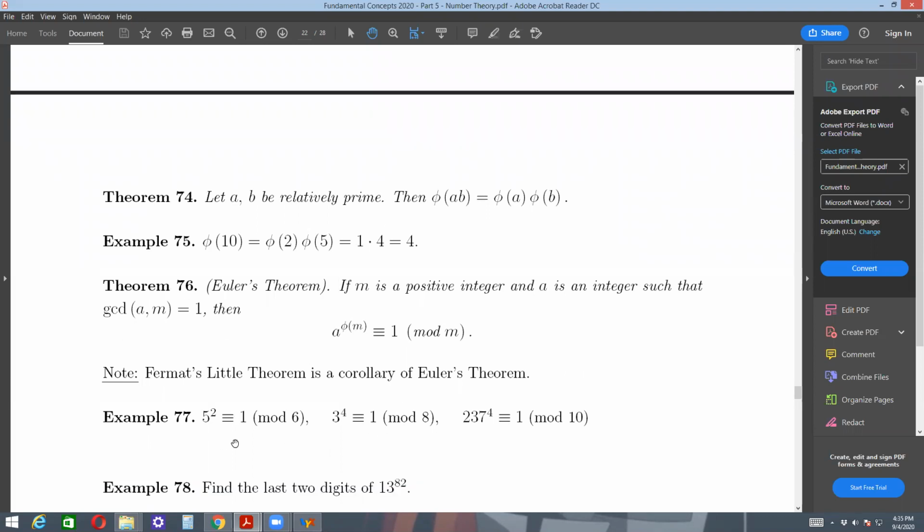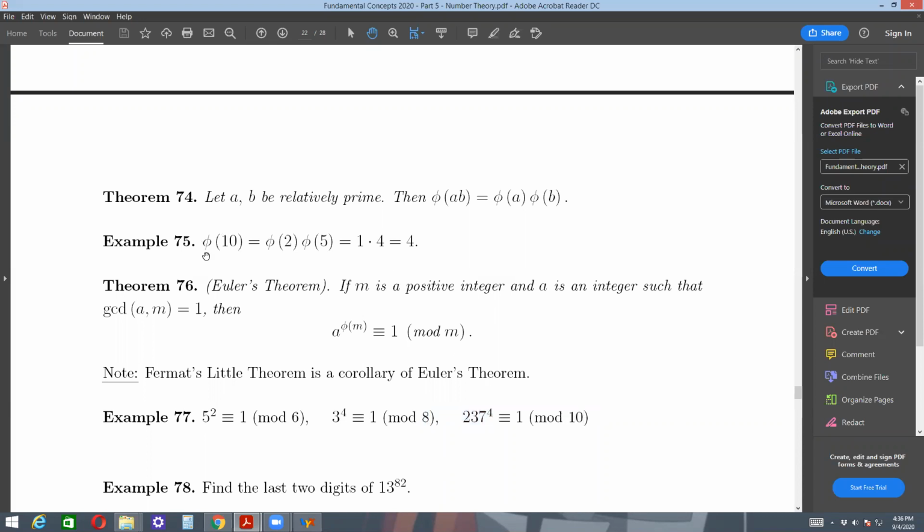Right? So let's see. If a is 5 and m is 6, phi of 6 is 2. You could calculate that, or you may have found it above. So it means that 5 to the power of 2 is 1 mod 6. Phi of 8, now 8 is 2 cubed, so phi of 8 should be 2 cubed minus 2 squared, which is 4, basically all the odd numbers. So 3 to the power of 4 is going to be 1 mod 8. Or 5 to the power of 4, or 7 to the power of 4, or 1 to the power of 4. Any odd number to the power of 4 will be 1 mod 8.